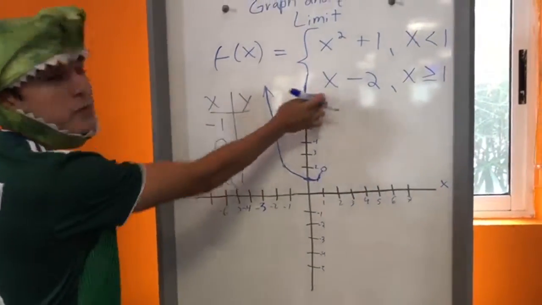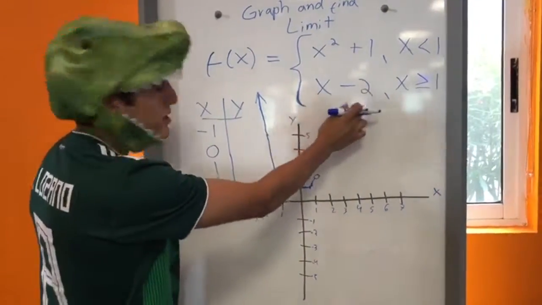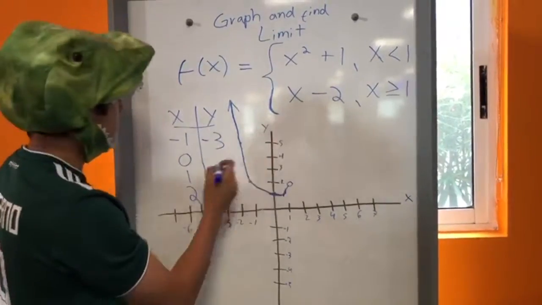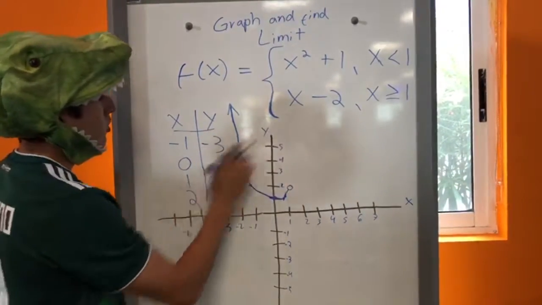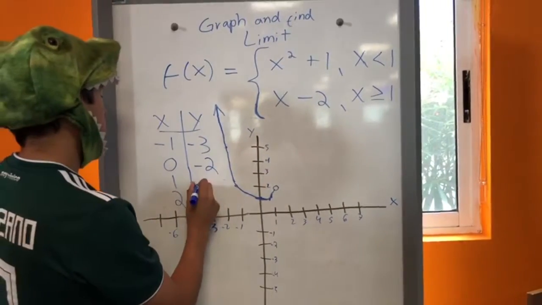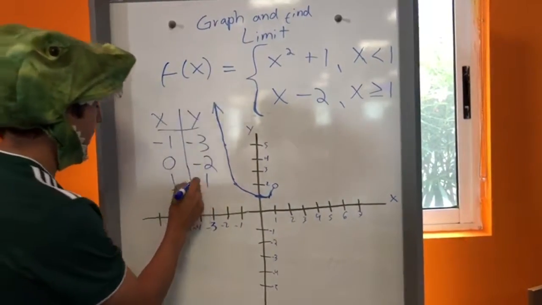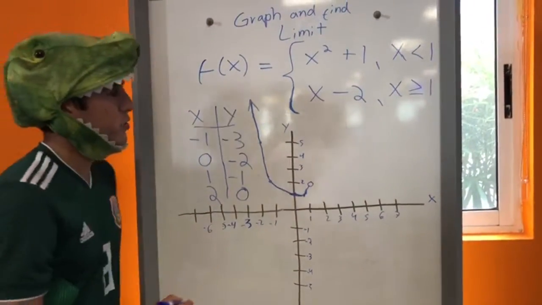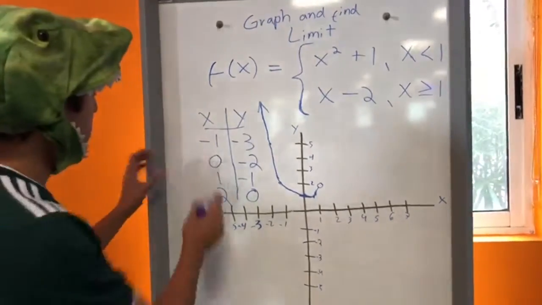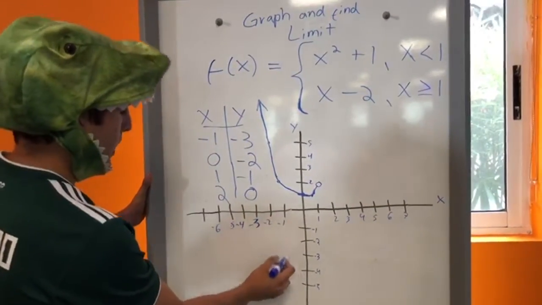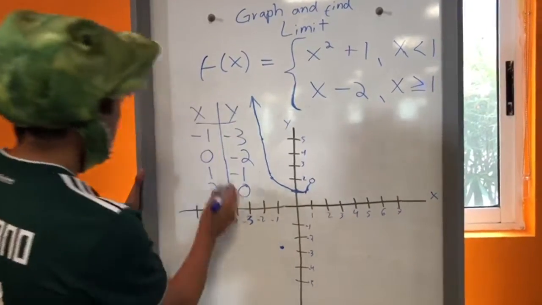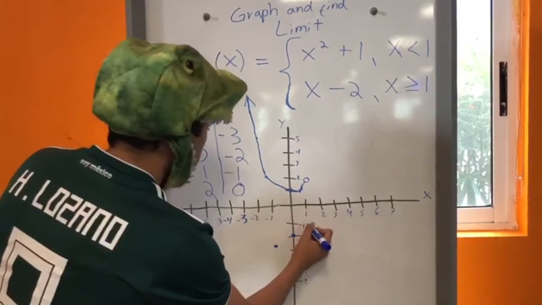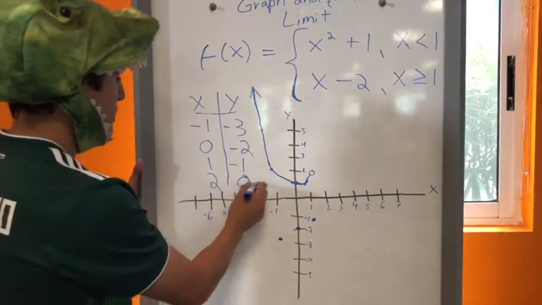And now we're going to put them inside the equation. So negative 1 minus 2, that will give us negative 3. And 0 minus 2 will be negative 2. 1 minus 2 will be negative 1. And 2 minus 2 will be 0. So now let's graph. On the negative 1, we have negative 3. 0, negative 2. 1 is negative 1, and 2 is 0.